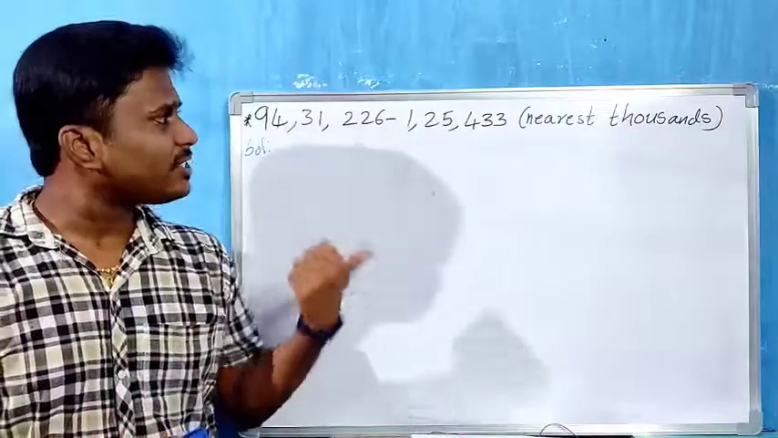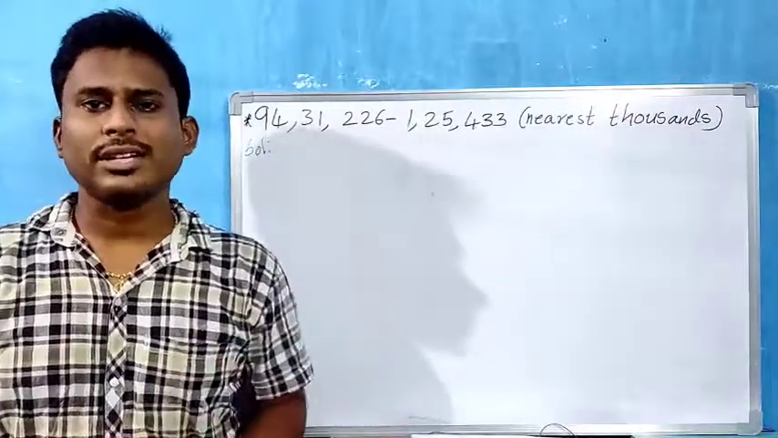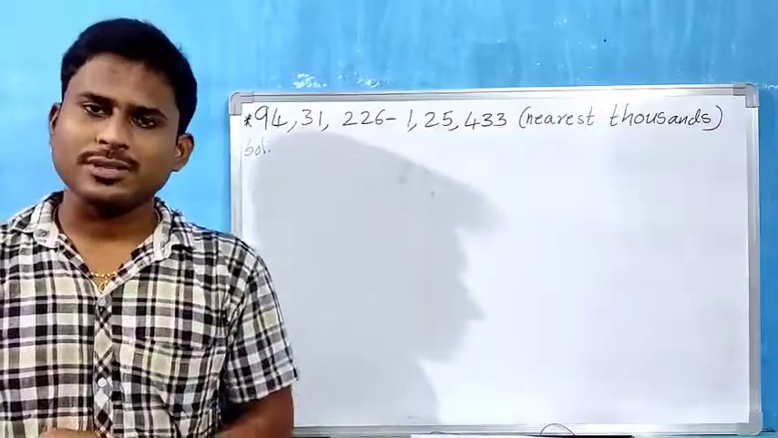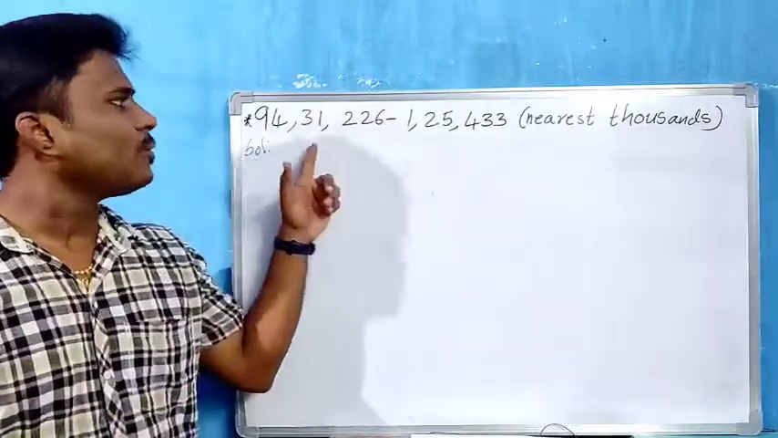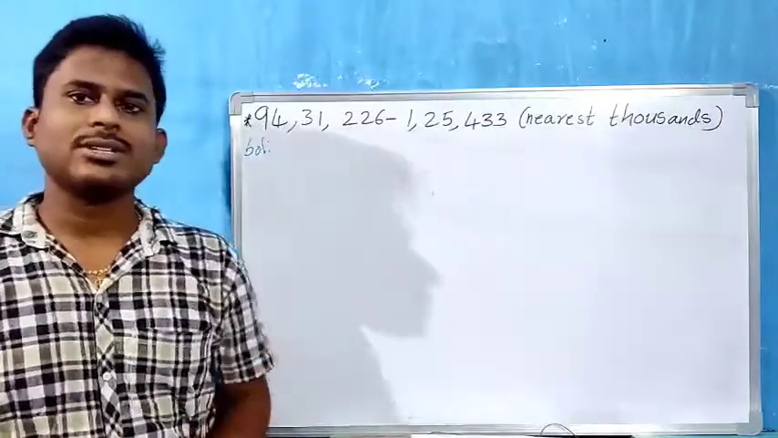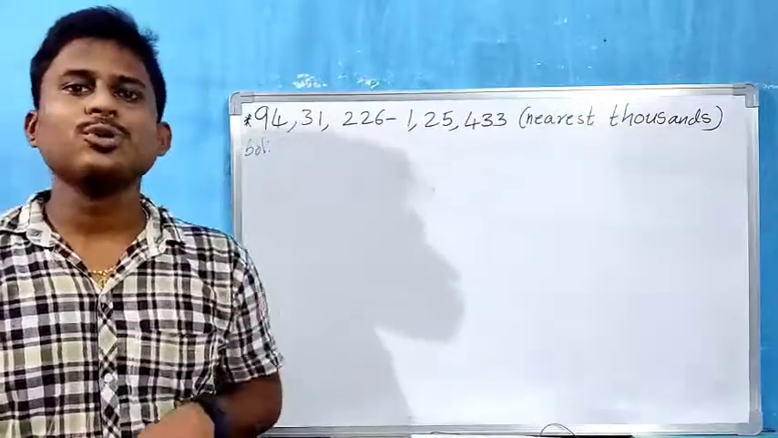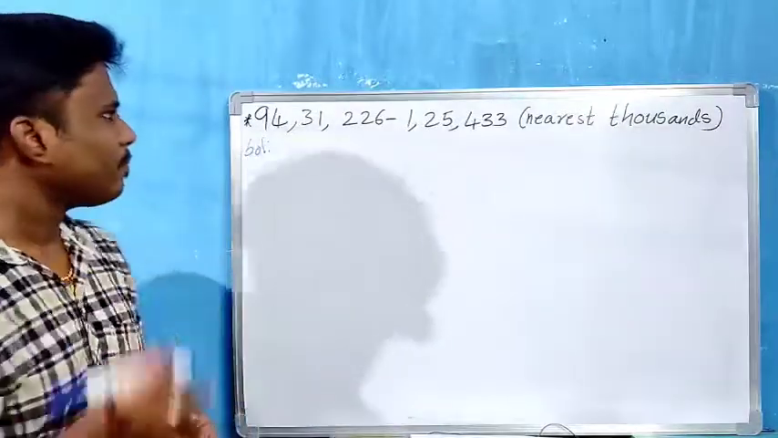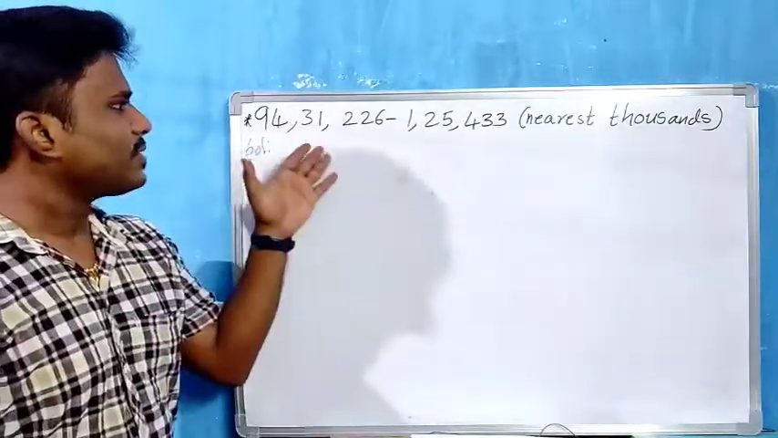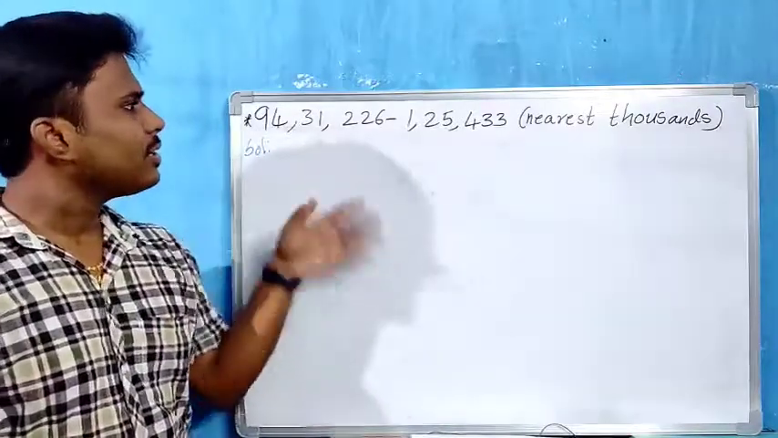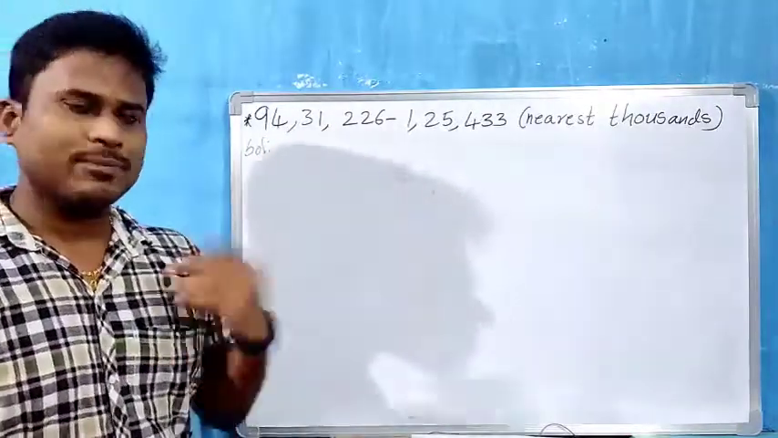94,31,226 minus 1,25,433, to the nearest thousands. So first we have to round off the numbers to the nearest thousand. Then we have to do subtraction. Let us start doing the solution, children. So first this number, let us round it off to the thousands place.